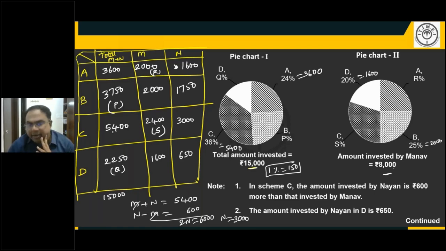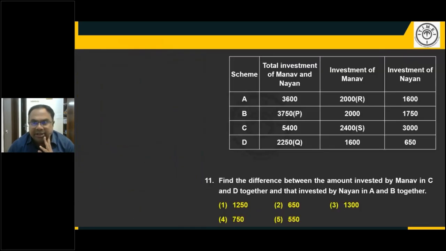So the same table is here. 3,600, 2,000, R, 1,600. 3,750, P, 2,000, 1,750. 5,400, 2,400, S, 3,000. 2,250, 650. These are percentages which I'll calculate later if required. This is my table. Once you do this analysis, solving the questions would be easy. Now your time starts. Answer question number 11. Easy question.